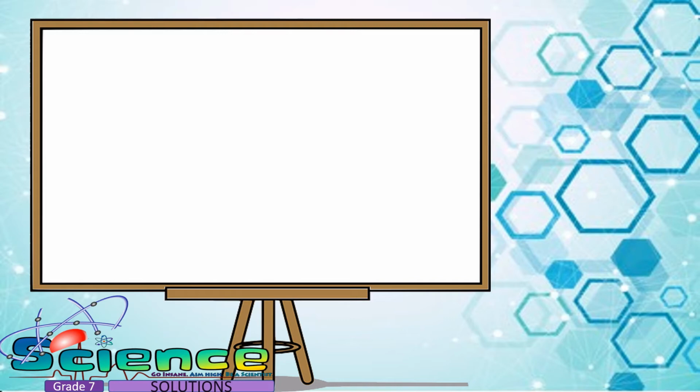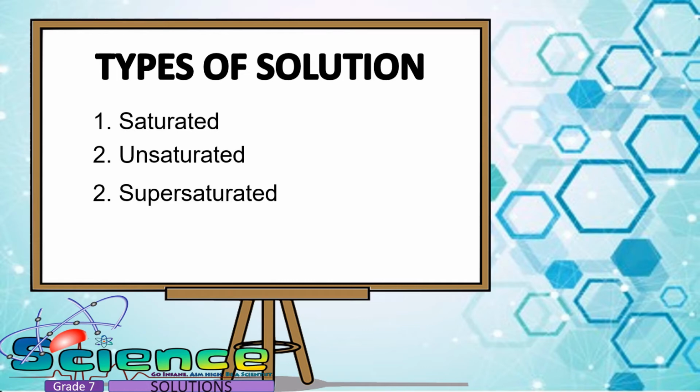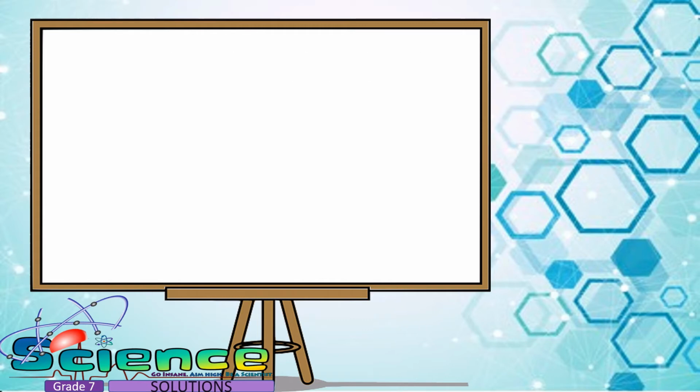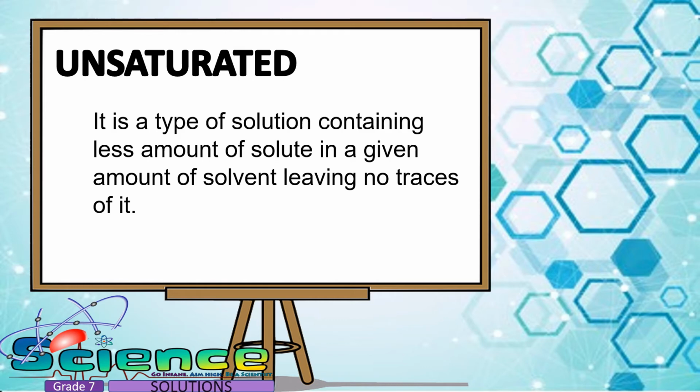The amount of the dissolved solute produces three types of solution. We have the saturated, unsaturated, and supersaturated. When we say unsaturated, it is a type of solution containing less amount of solute in a given amount of solvent, leaving no traces of it.